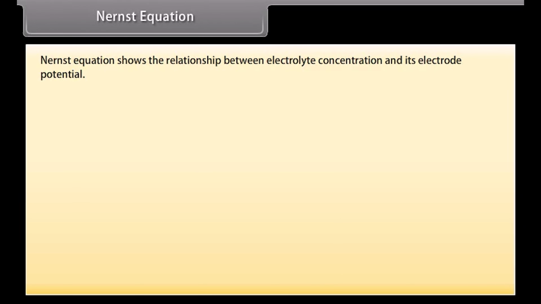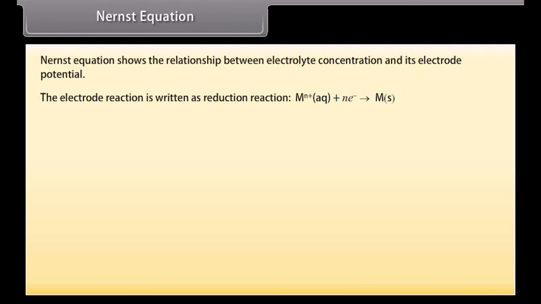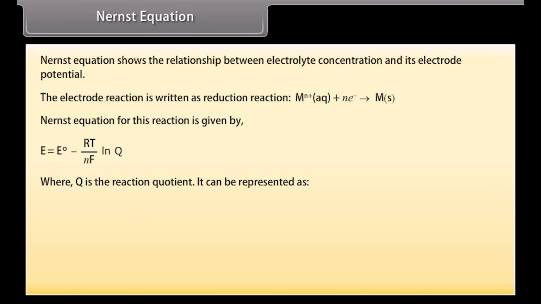Nernst Equation. Nernst equation shows the relationship between electrolyte concentration and its electrode potential. The electrode reaction is written as reduction reaction. Nernst equation for this reaction is given by E is equal to E naught minus RT upon nF multiplied by natural log of Q, where Q is the reaction quotient. It can be represented by M upon M ion. Put the value of Q in the above equation.